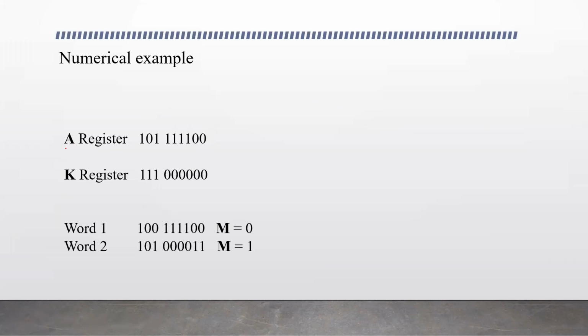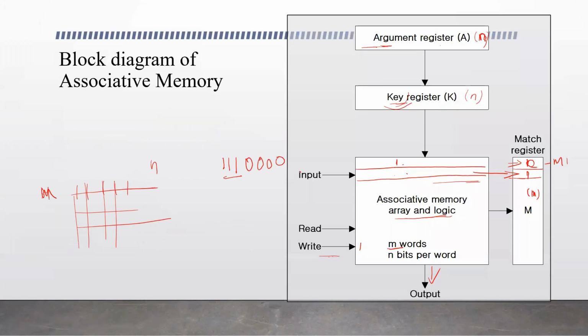Here A register means it is an argument register. What we have discussed here is that the argument register holds the word that is to be searched. Content addressable memory allows us to perform a search based on the content. We don't need to locate the content with the help of the address. We don't need the address here. So the content is directly searched against the content in the memory. Each word is searched with the content in the memory. So here the argument register holds the data, the content that is to be searched in memory.